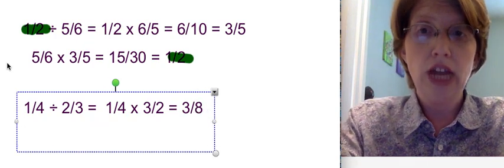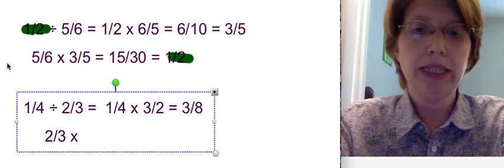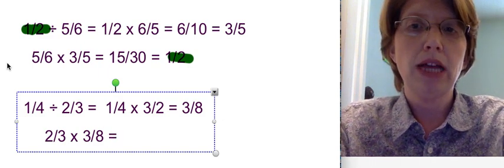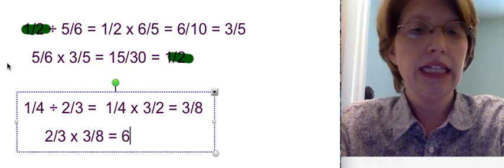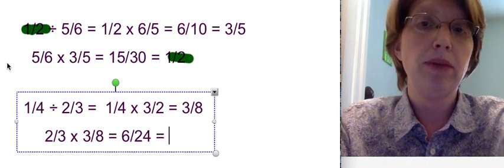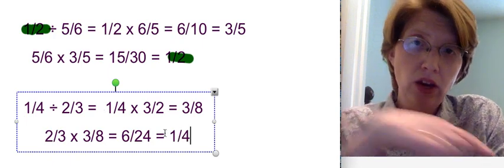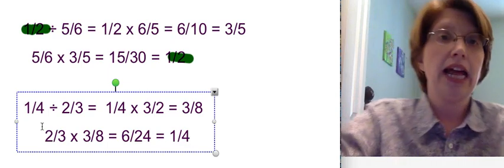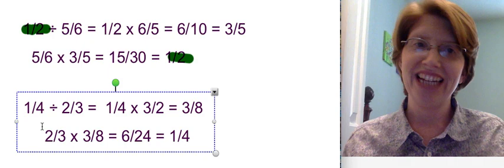We're going to check by taking this 2/3 and multiplying times the answer, which is 3/8. If I multiply straight across, I get 6/24, which can be reduced to 1/4. And there we go. This is the same as this. So that has checked my answer. Okay, I hope you're following how to check.